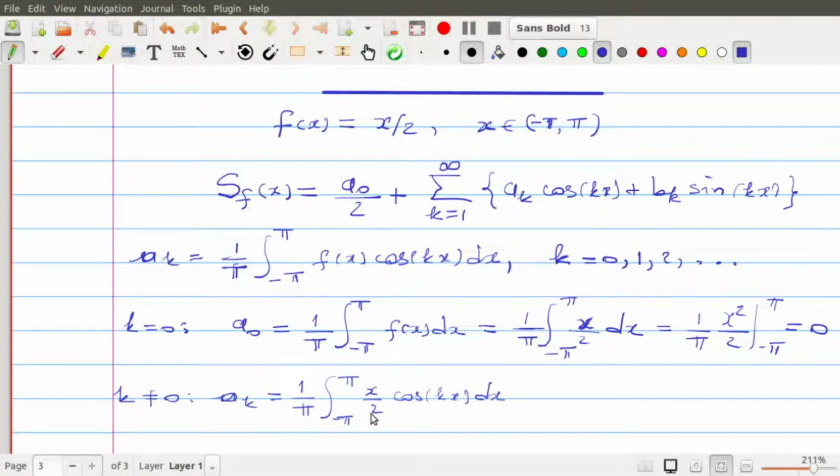And I don't need to keep the 1/2, I can factor. So this gives us 1 by 2 pi integral from negative pi to pi of x cosine kx dx. So we can use integration by parts.